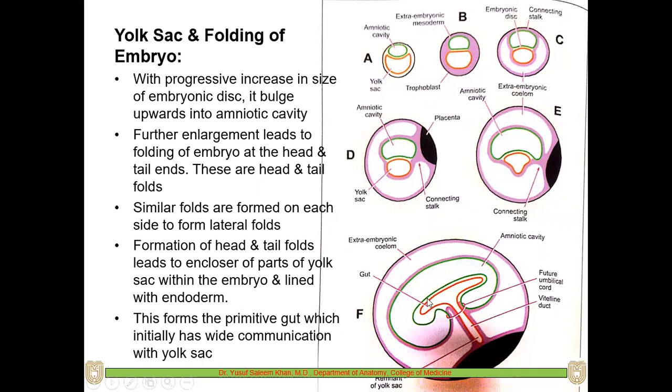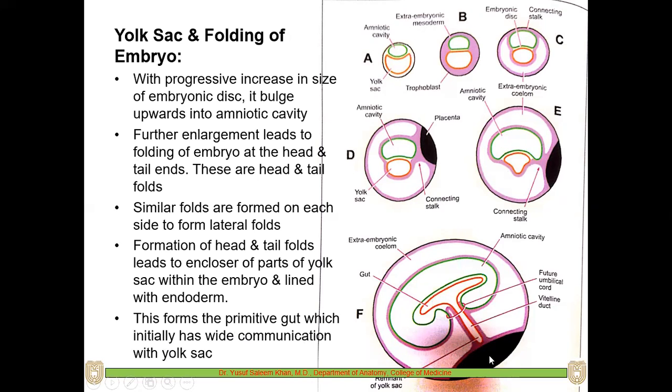So this is the endoderm, which was here: endoderm, ectoderm, and mesoderm was here. Now the endoderm will get encapsulated inside, enclosed within the embryo. So now a cavity is formed, and this will later form the gastrointestinal system, the gut. This forms the primitive gut, which initially has wide communication with the yolk sac.